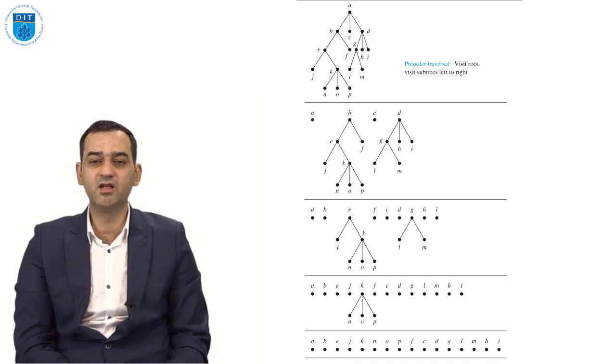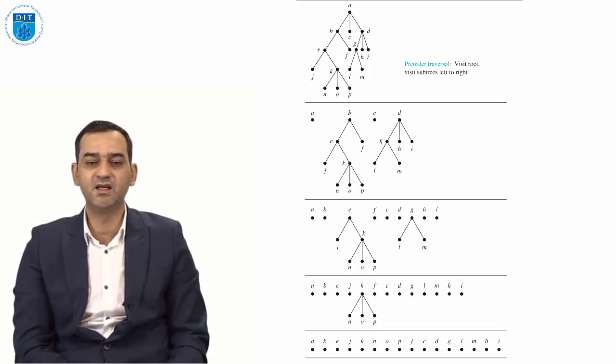The preorder list of the subtree with root D begins by listing D, followed by the preorder list of the subtree with root G, followed by the subtree with root H, which is just H, followed by the subtree with root I, which is just I. The preorder list of the subtree with root E begins by listing E, followed by the preorder listing of the subtree with root J, which is just J, followed by the preorder listing of the subtree with root K, and the preorder listing of the subtree with root K is K, N, O, and P. Consequently, the preorder traversal of T is A, B, E, J, K, N, O, P, F, C, D, G, L, M, H, and I.